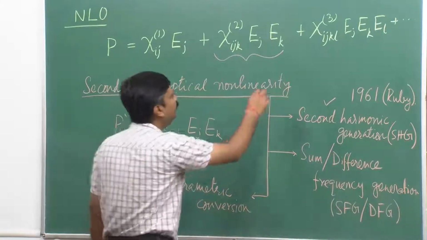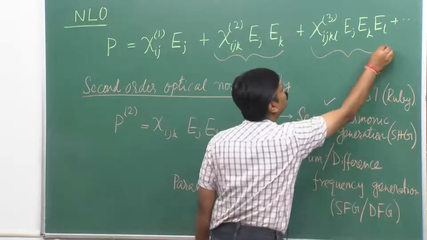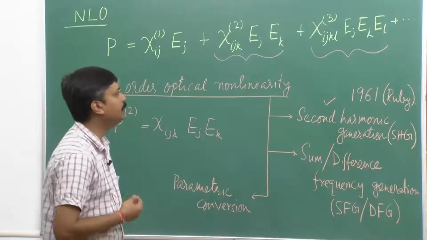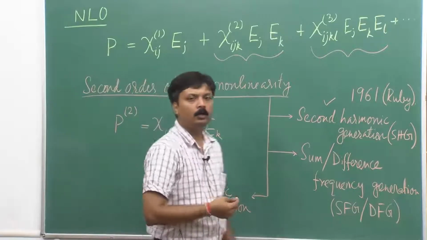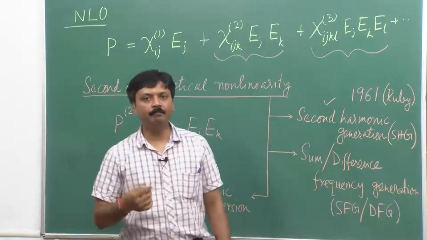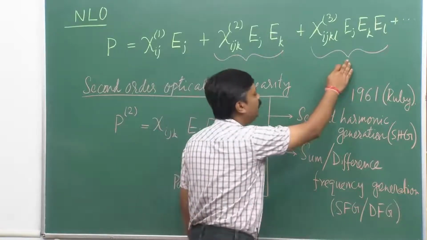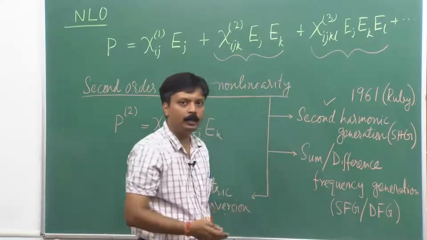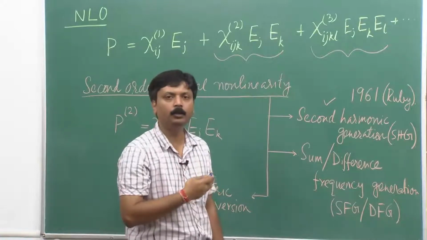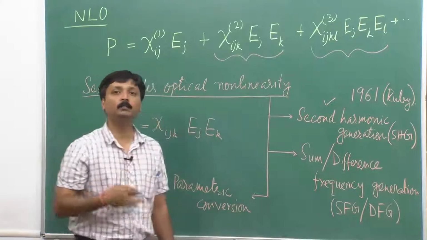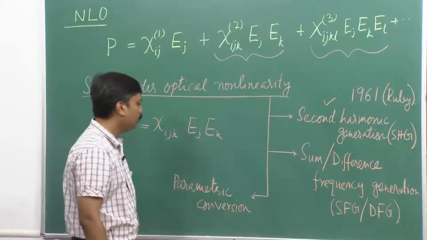Similarly, if I go to this process and choose all the electric fields, that is E, J, K and L, to be originating from the same frequency, then the yield will be another harmonic, and this is a third order process. So it will be called a third harmonic, and the process will be third harmonic generation.